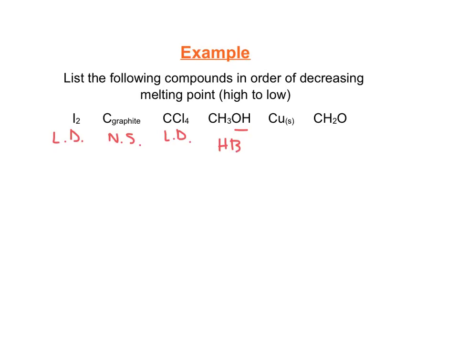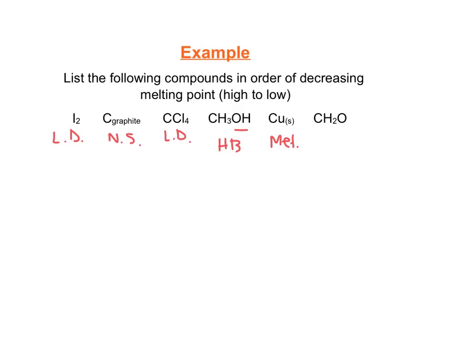Copper as a solid is a metal. And because there's nothing else with it, it's not ionic, it's not molecular, it can't be. So this is a metallic bond. Remember, we put these on the same kind of playing field as an ionic bond when we're listing melting or boiling points.